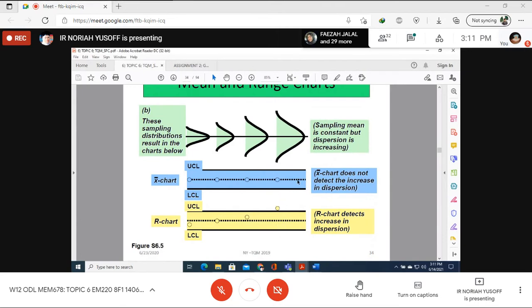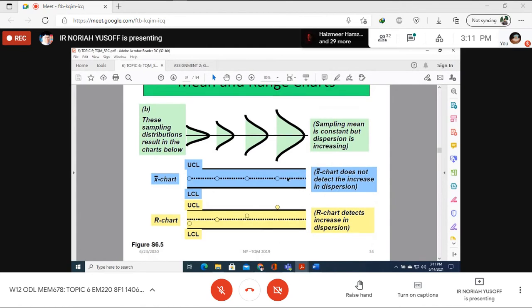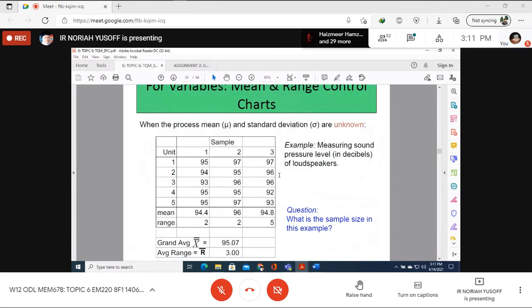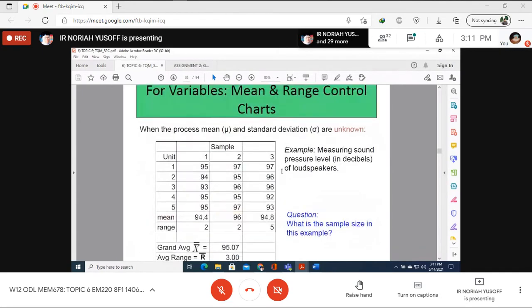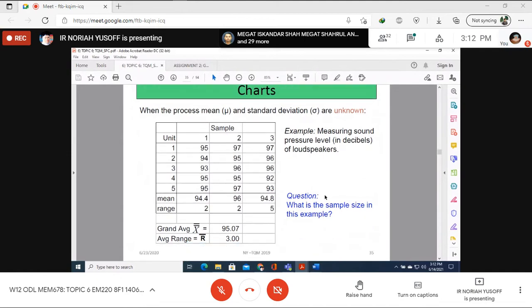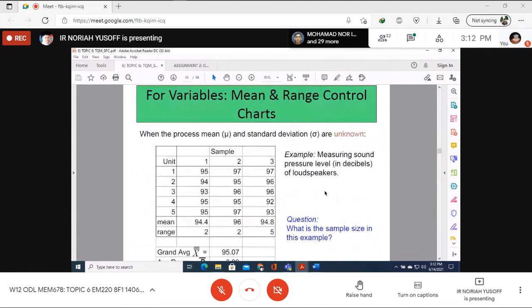Dia dah start tu lari dah kan. Tu maksud dia. Nanti kita akan cuba example in numbers, then only you can see the situation tu. Okay. So for the variable mean and range control chart. Okay.